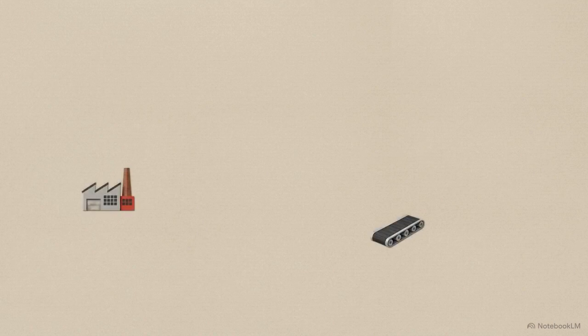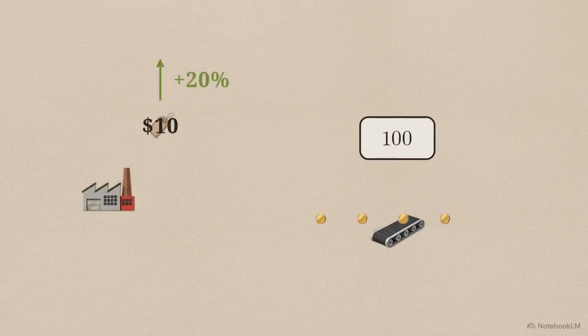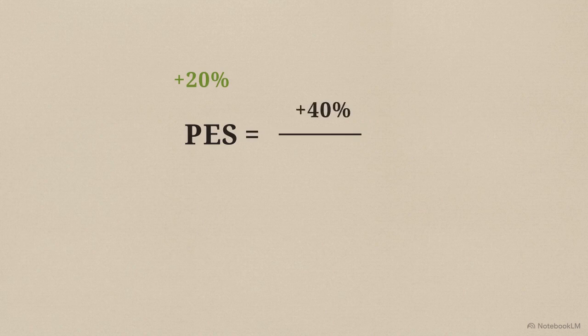Let's apply this to a toy coin factory. The market price for these coins rises by 20%, jumping from $10 to $12. In response, the factory ramps up production by 40%, going from 100 to 140 coins. We plug those percentages into our formula. We take the 40% increase in quantity supplied and divide it by the 20% increase in price. That gives us a result of 2.